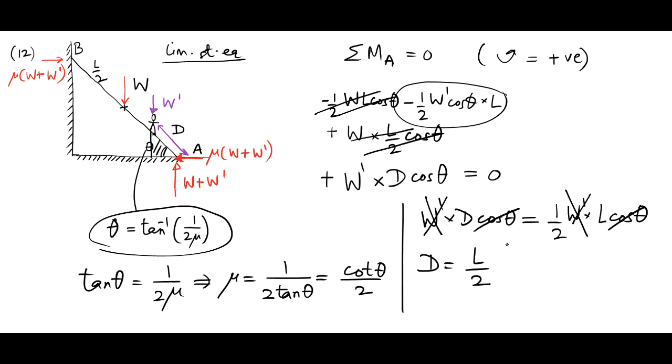which means that when the man climbs up the ladder, the limiting equilibrium condition corresponding to the ladder being in the state of impending slipping happens when the man is at the midpoint of the ladder, which also means that the weights W dash and W pass through the same point.